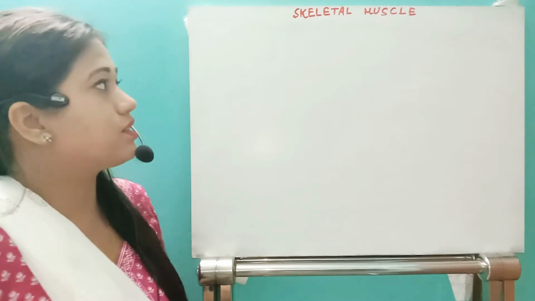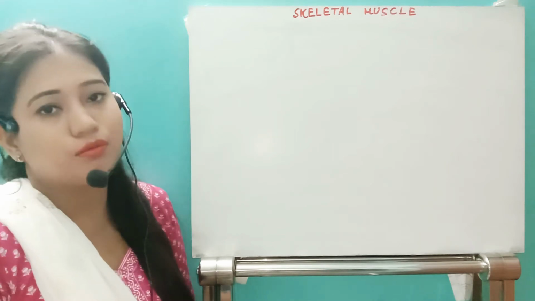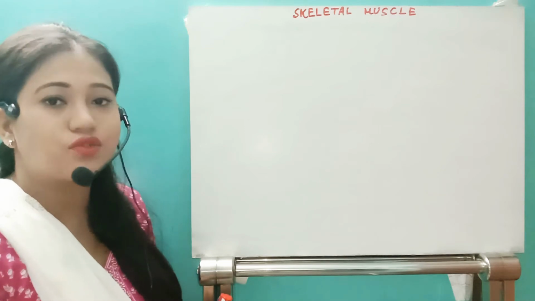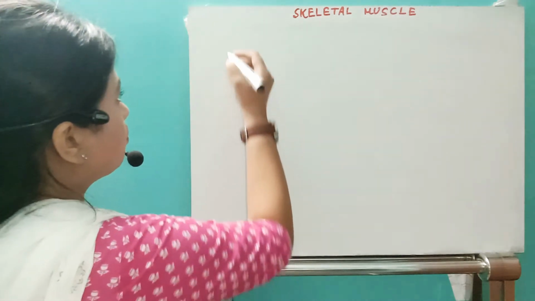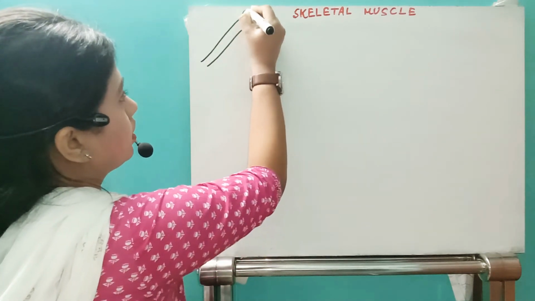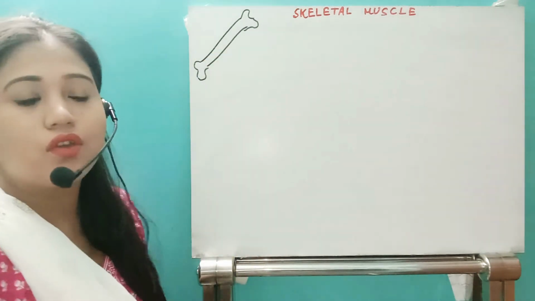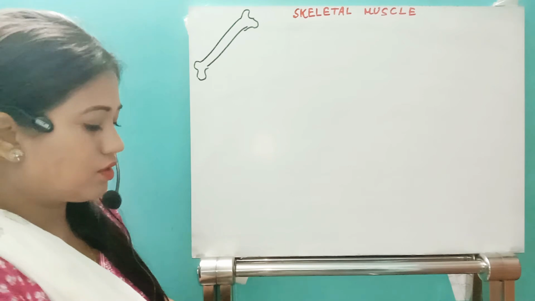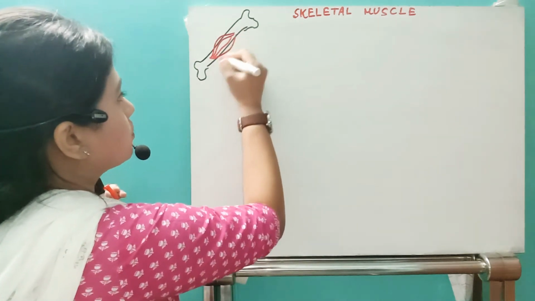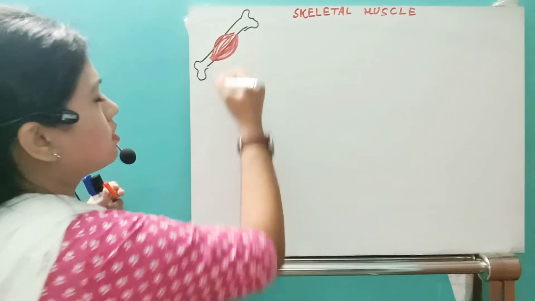Now let us see how these are actually arranged in our body. I will show that this is the skeletal muscle, so obviously it has to attach to the bone, right? So suppose this is one bone. With that bone, the muscle will attach. So this is the muscle, suppose. Normally a number of muscles are present.